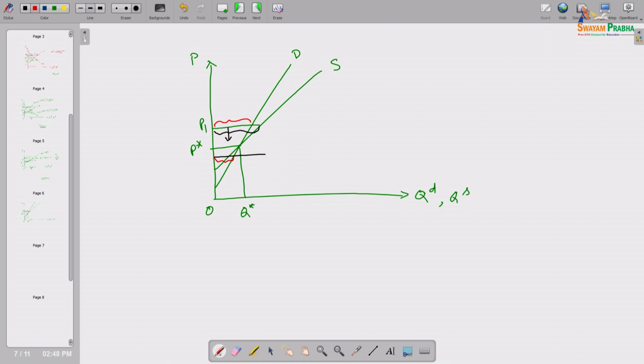This is the quantity demanded and this is the quantity supplied. Look at which is the supply curve and which is the demand curve. In this particular case, quantity demanded is more than quantity supplied. So demand is more, excess demand is there, or shortage of the commodity is there. So definitely the price level will have a tendency to go up, and you will come back to the equilibrium.